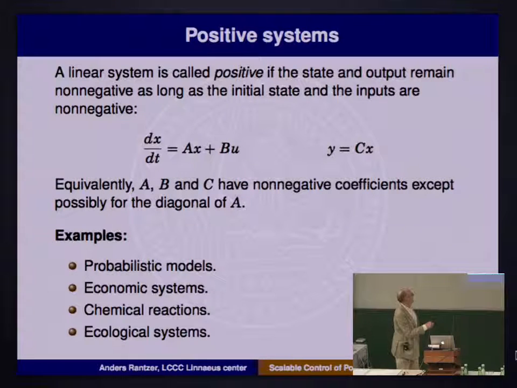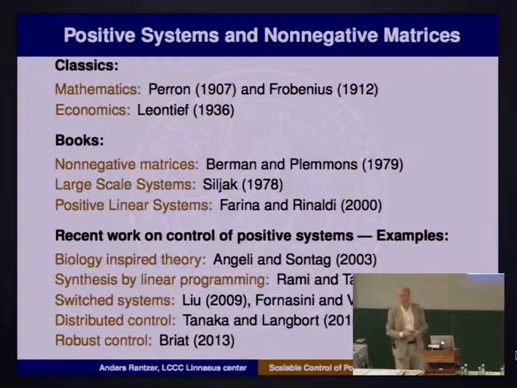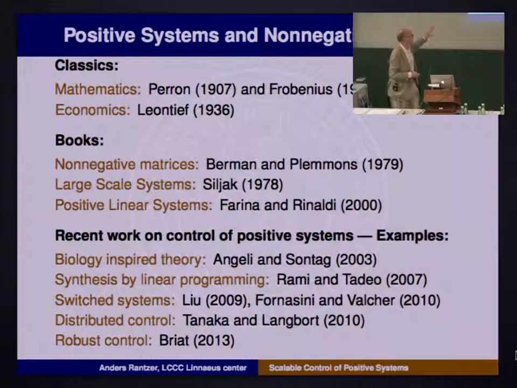And these systems have been studied for a long time. For example, if you deal with probabilistic models where the states are probabilities, you do expect them to be non-negative generally. And economic systems, chemical reactions, ecological systems, in all these areas, these positive systems have been around for quite a while. So there is a big literature in this area, and there are many contributions also in our field of control, which I have not included in this list. This is just some examples to illustrate some of the literature.